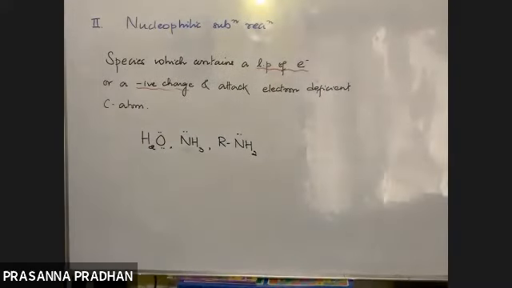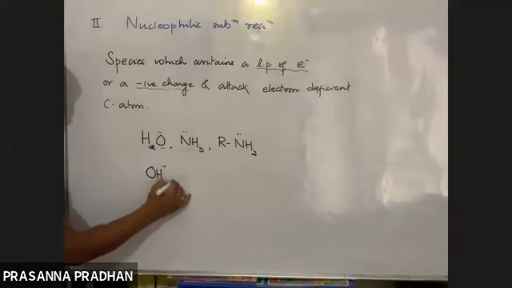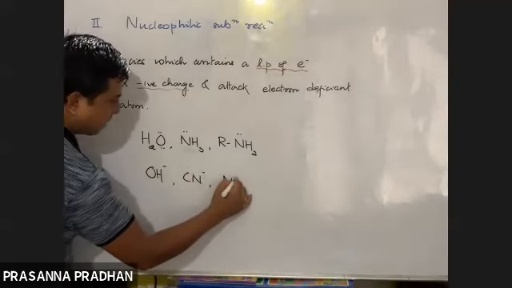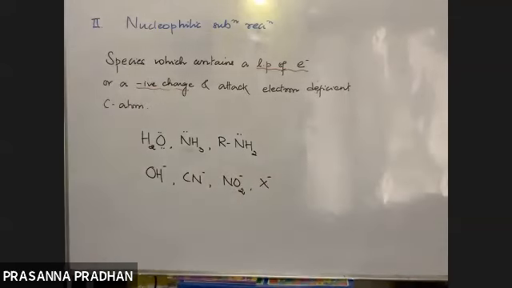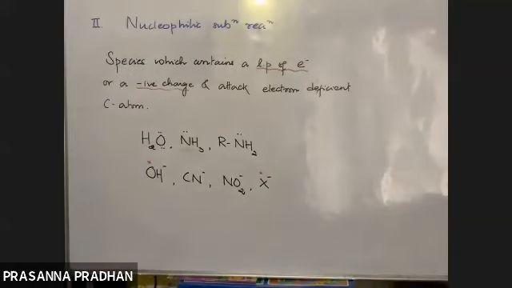Similarly, there are examples of nucleophiles which have a negative charge. What are the examples? OH negative, CN negative, NO2 negative, halides. All these also behave as nucleophiles. They again attack an electron deficient carbon atom. Now, which is the nucleophilic atom here? Obviously, oxygen. Here, the halide ion. But these are two special cases which we shall study again.